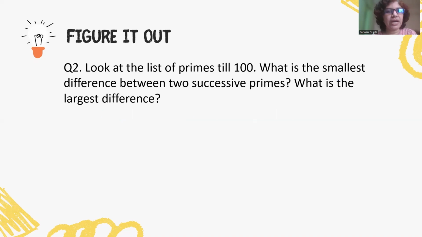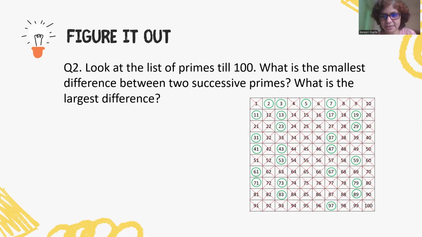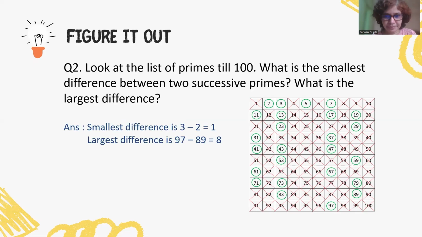Next question: look at the list of primes till 100. What is the smallest difference between two successive primes? What is the largest difference? So let us paste the sieve of Eratosthenes here. We can see that the smallest difference is between 2 and 3, and the largest difference is at the end, between 89 and 97. So the smallest difference is 1 and the largest difference is 97 minus 89, that is 8.